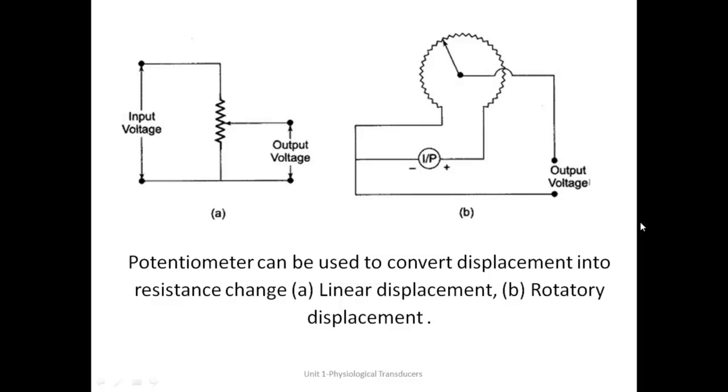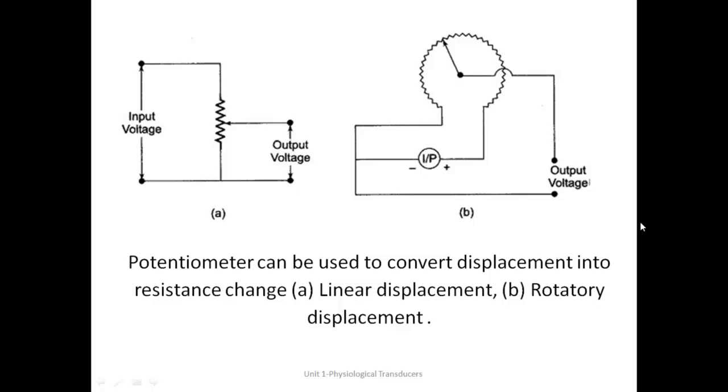So what we have done is, there was a mechanical movement, that is linear movement, displacement you can say, that has been controlling the output voltage of this circuit by changing the effective resistance of the circuit, right? So a similar thing can be done for rotatory displacement also. You can see figure B.